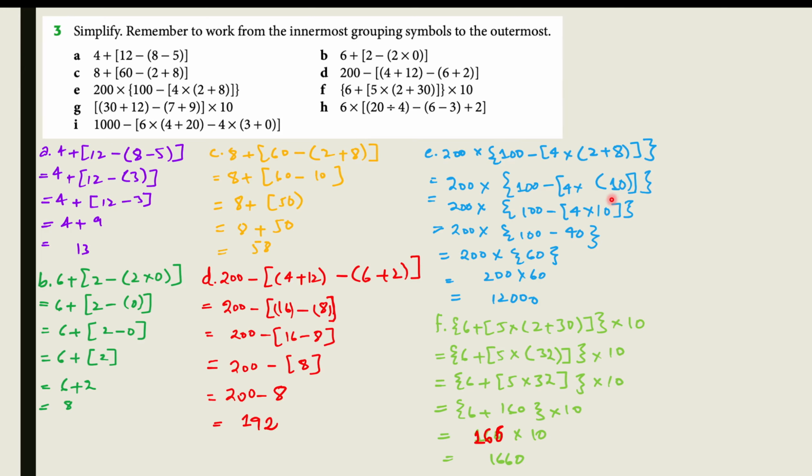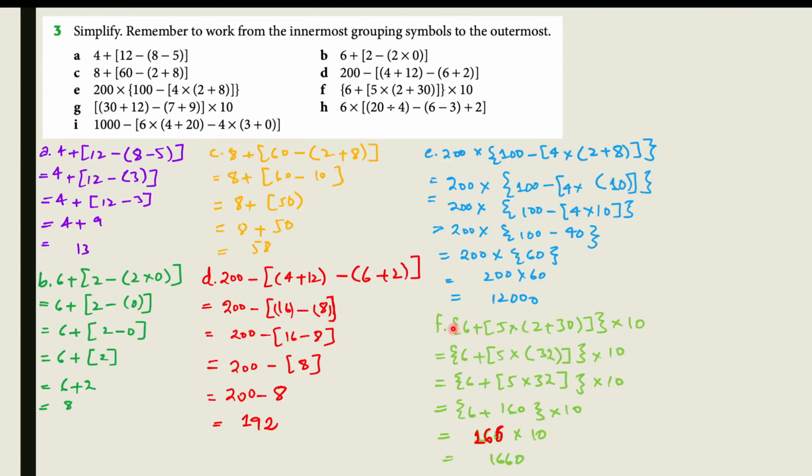Then once we write 10, we have in the square bracket 4 multiplied by 10, which is equal to 40. We are able to solve the parentheses and square brackets. We move towards the curly brackets. In the curly brackets we have 100 minus 40. So 100 minus 40 is equal to 60. So 200 multiplied by 60 is equal to 12,000, which is our final answer.